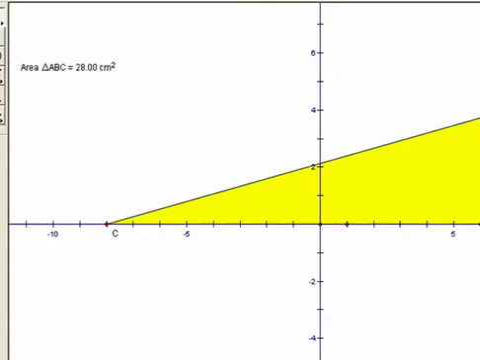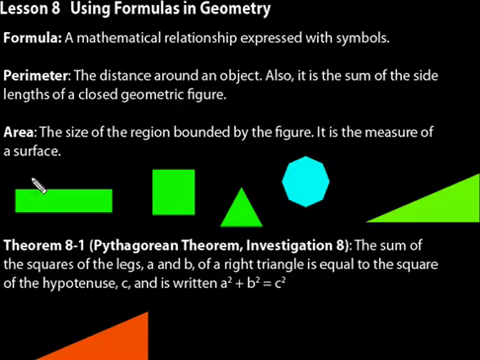The area is equal to half the base of the triangle times the height perpendicular to the base. Let's talk about one more formula, the Pythagorean Theorem. And this is a theorem with a formula. The theorem says that the sum of the squares of the legs A and B of a right triangle is equal to the square of the hypotenuse C. And it's written a squared plus b squared equals c squared.